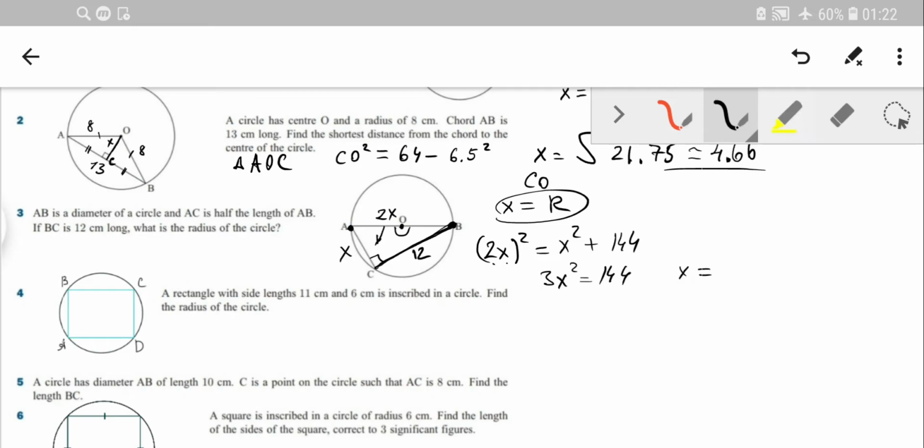And let's see how much is that. So 144 over just 3. Okay, that's what we'll get. And we'll get 6.93.